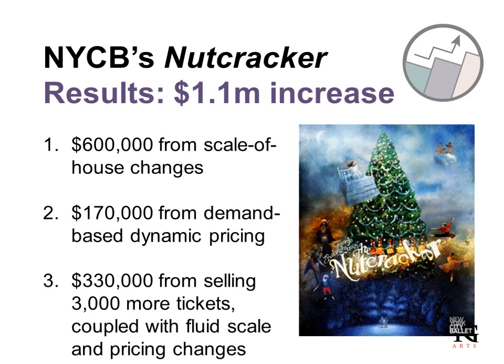Following the work with TRG to revise their scale of house plans and their pricing tables, New York City Ballet realized a $1.1 million increase on their production of the Nutcracker the following year. $600,000 of that was directly attributed to the scale of house changes that were made. But in addition, they were more aggressive with their dynamic pricing decisions, which yielded another $170,000.